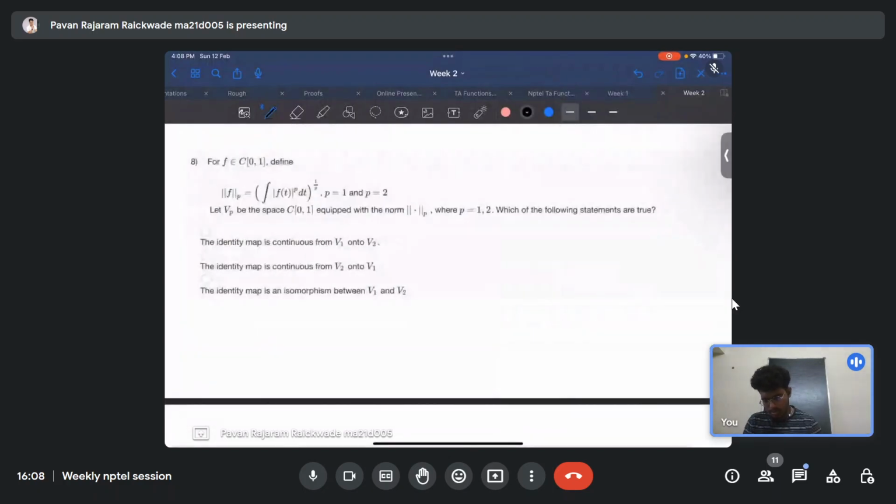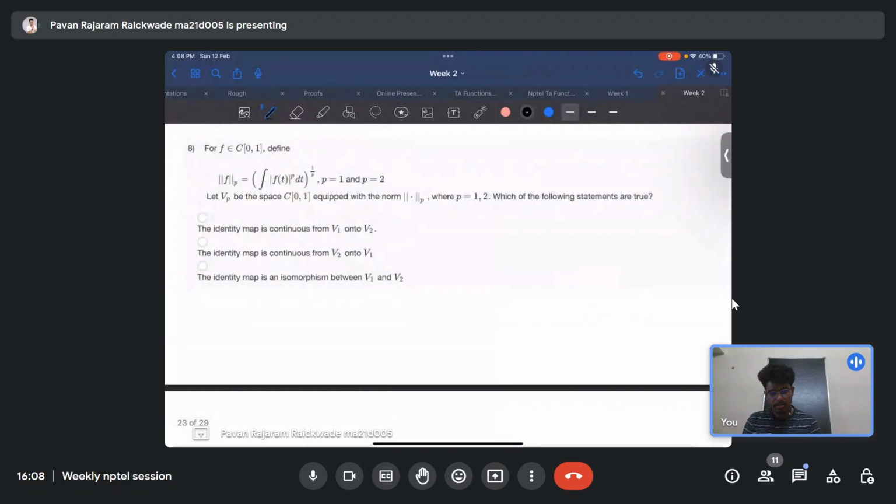So question number 8 now. 8 is the function spaces. We have capital V_p with C[0,1] equipped with the p norm, and the values of p are just 1 and 2 we are taking. We have to check whether the identity map is continuous from V1 to V2 or V2 to V1 or it's an isomorphism.